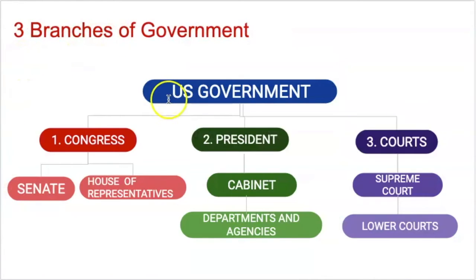So the three branches of government is a question that you will be asked on the citizenship test. They will ask you, what are the three branches of government? And you will say Congress, President, and courts, or you can say legislative, executive, and judicial. But I think it's easier to say Congress, presidents, and courts.